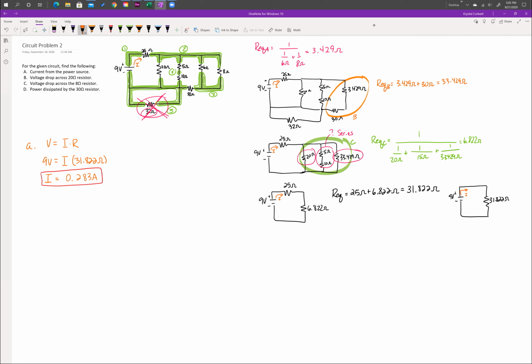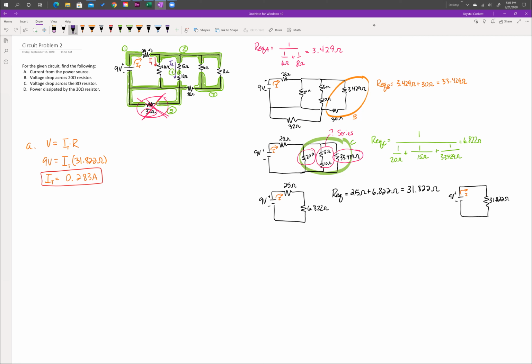Let's use Kirchhoff's current law to label the current as it splits through the different resistors in the circuit. We know the current that leaves the power source is the total current. So let's call that IT for total. Then we have a current that's going to pass through the 20 ohm resistor. We'll call that I1. And a current that passes from node 2 to node 4 through the 5 ohm and 10 ohm resistors, we'll call that I2.